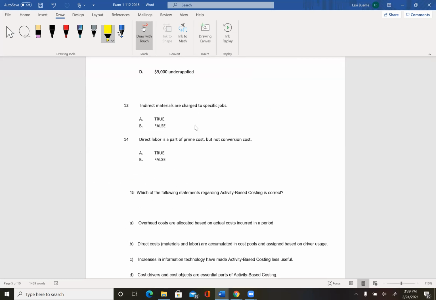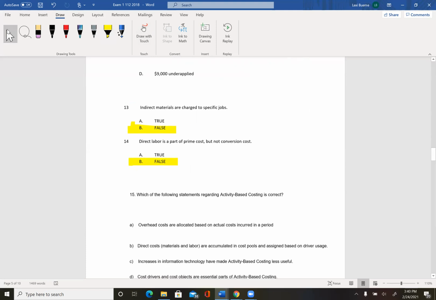So 13, indirect materials are charged to specific jobs. True or false? That's going to be false. That's actually the definition of direct materials, not indirect. Direct labor is part of prime cost, but not conversion cost. That is also false. So the direct labor applies to both.